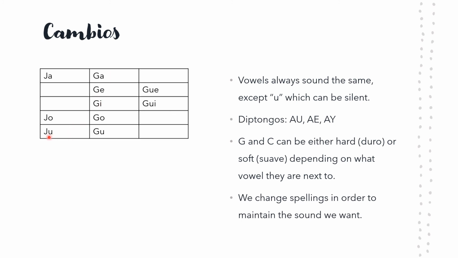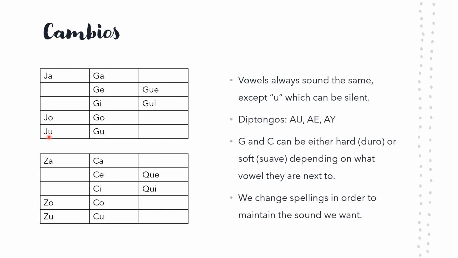All right, let's take this same idea and we're going to apply it to C. So once again, we have a spelling change when it comes to C. And once again, it is C-E and C-I that we see be the soft sound. So the hard sound is a K and the soft sound is the S or th in Spain. All right, so we have ka, se, si, ko, ku. So it's still A-E-I-O-U. Ka, se, si, ko, ku.